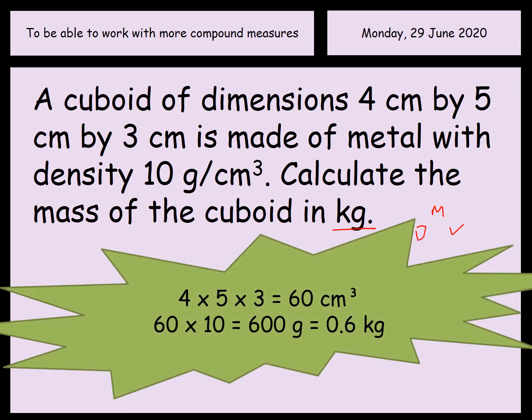Okay, so we've got 60 centimeters cubed. 60 multiplied by 10 gives you 600 grams, which then we're converting to kilograms right at the very end, so 0.6.